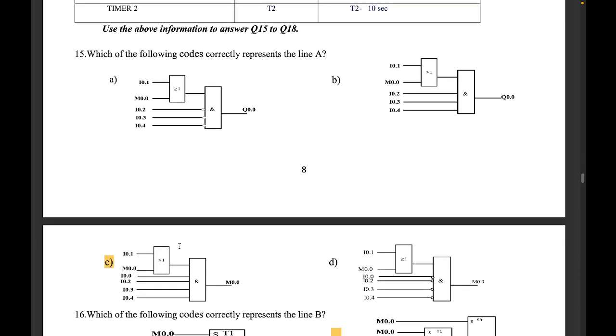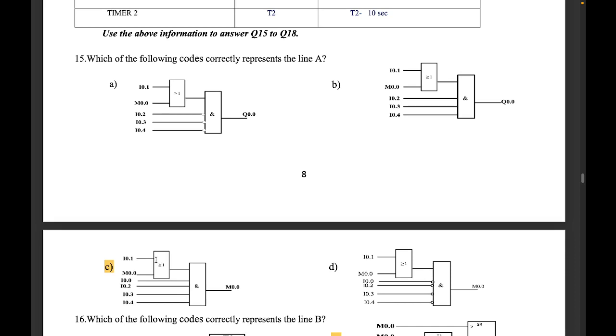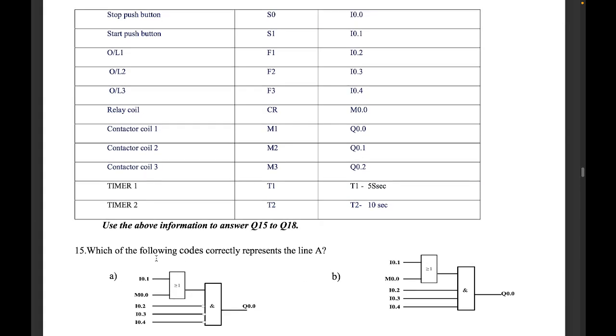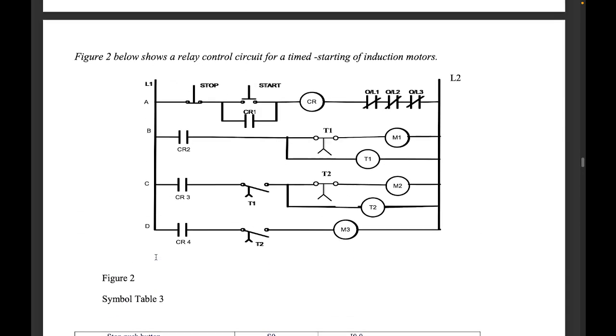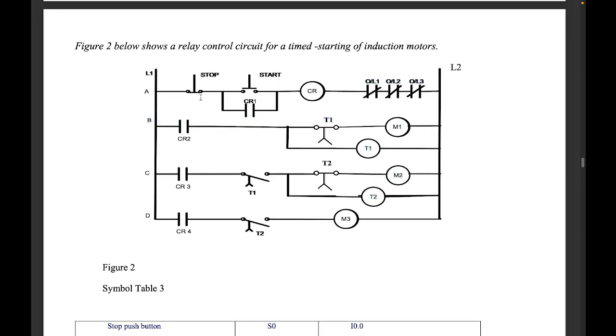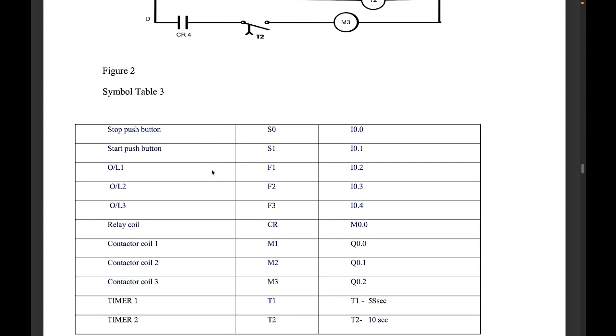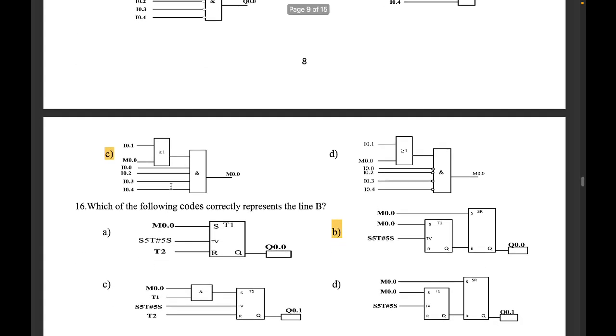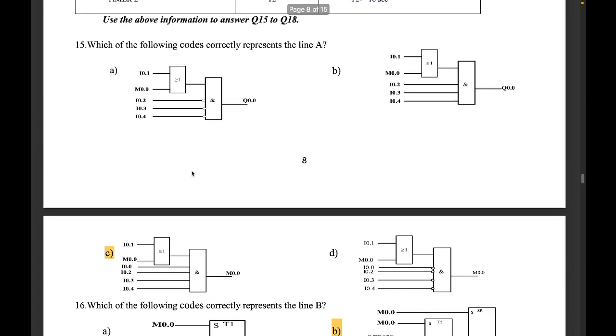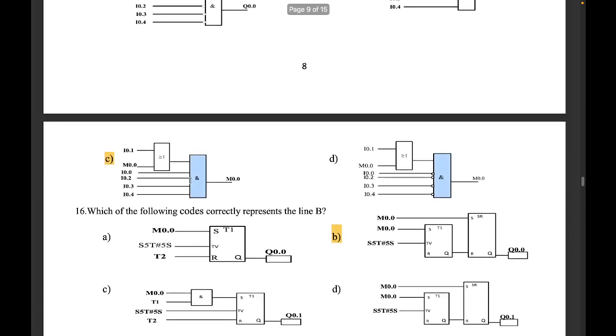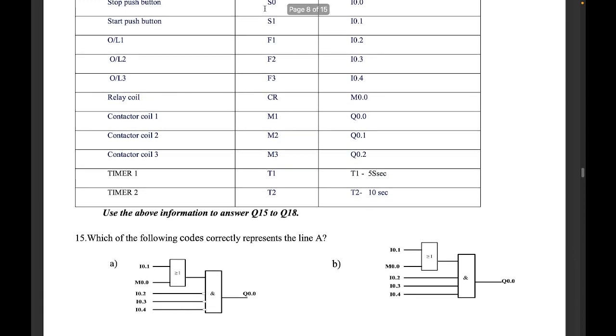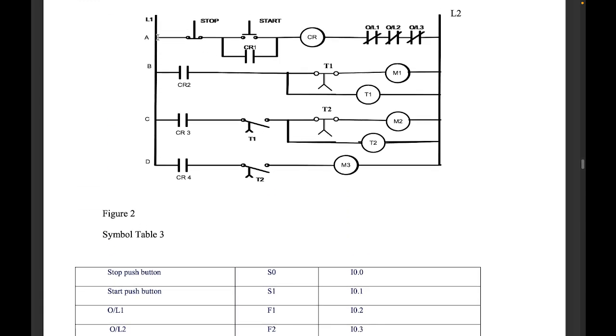Now I said that also, what must be on again? The stop must be 1. Stop is I0.0. So I0.0 must be on here. Here there's no I0.0. So that's why this is the answer. The stop must be in the circuit. So it must be 1, 1, 1, 1 for current to flow through here.